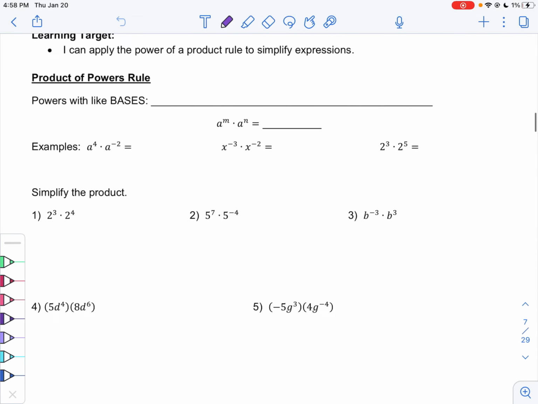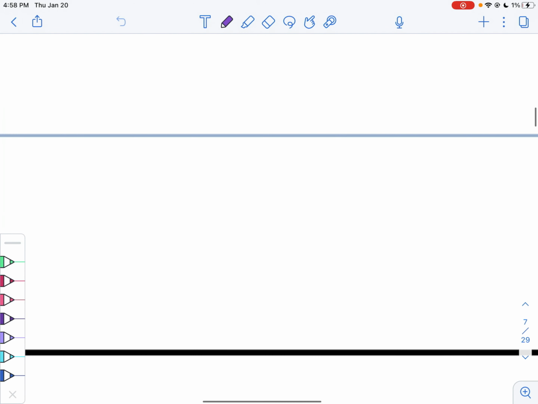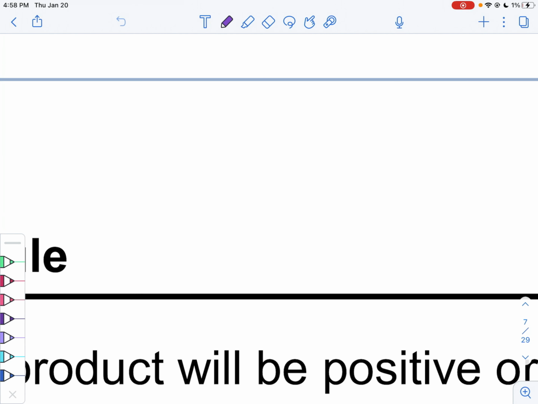Okay, we're going to be on page 7 of your notes today, but before we get started, I want to do something. You can just write it at the top of your paper.